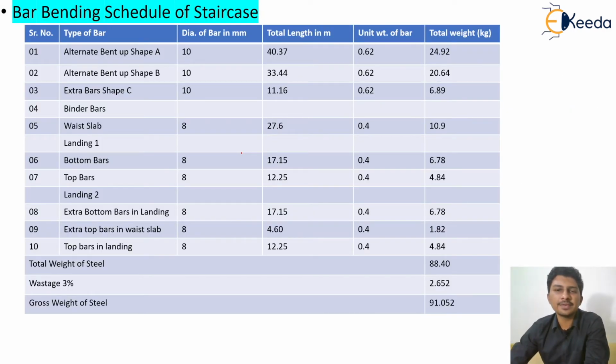Then I have given you the final quantity calculation over here. I just want you to do reverse engineering and prepare the bar bending schedule for the total quantity of the staircase reinforcement. So we have bars of shape A, shape B, and shape C. Along with them, we have the binder bars, as I'm going to call them. Those are the bars which are perpendicular to the ABC bars. There will be some in the waist slab, in landing 1, and in landing 2. I just want you to go through these things in detail.